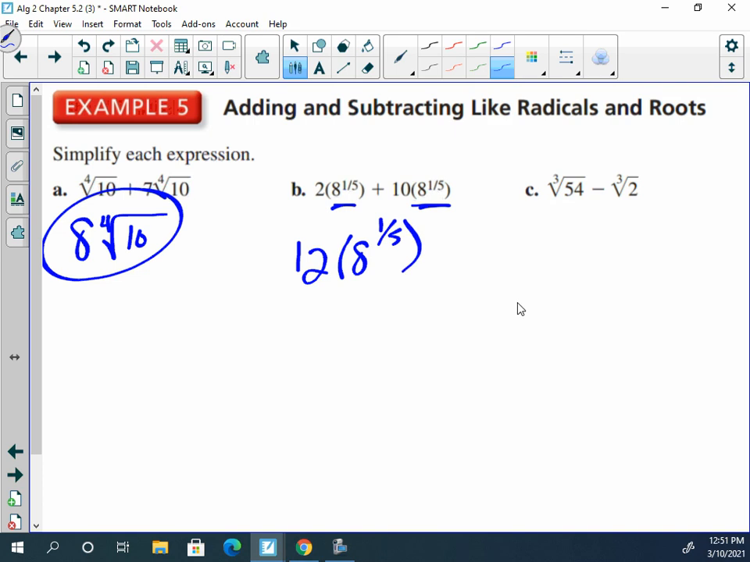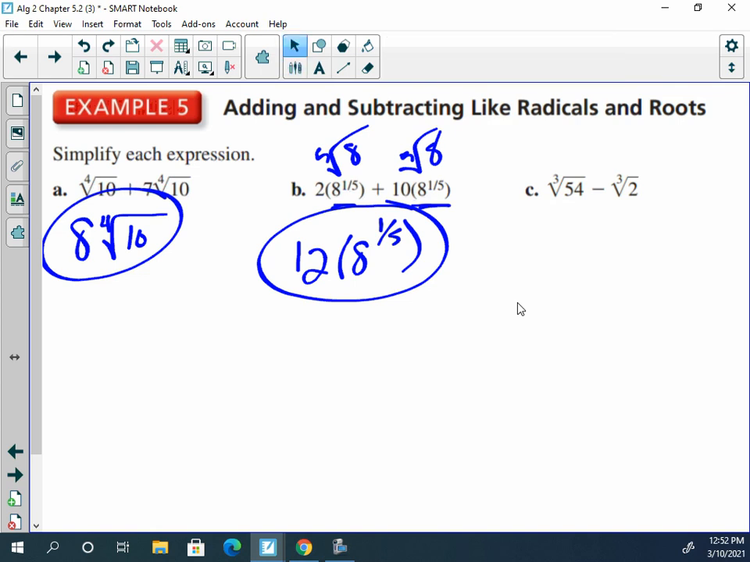Can we simplify it further? No, because really 8 to the 1/5 is the same thing as saying the 5th root of 8. It's just written in a different form. It's written in our exponential form instead of in our radical form. That's all we have to do for this here, because 8 to the 1/5 will not simplify. 8 is 2 cubed, but we can't take the 5th root of 2 cubed and get a whole number. So we get this here.